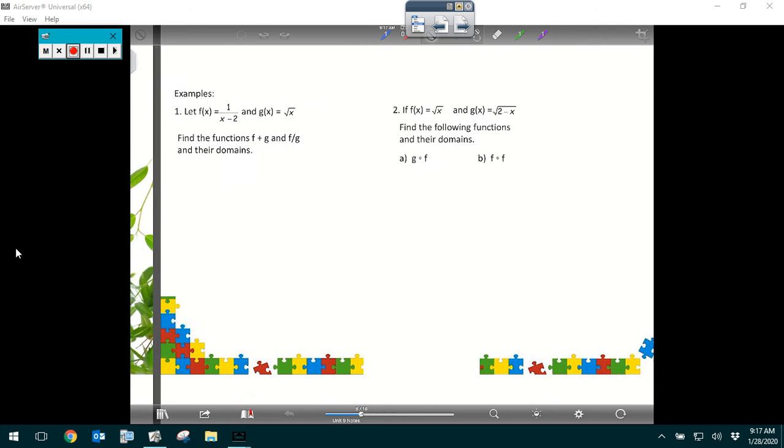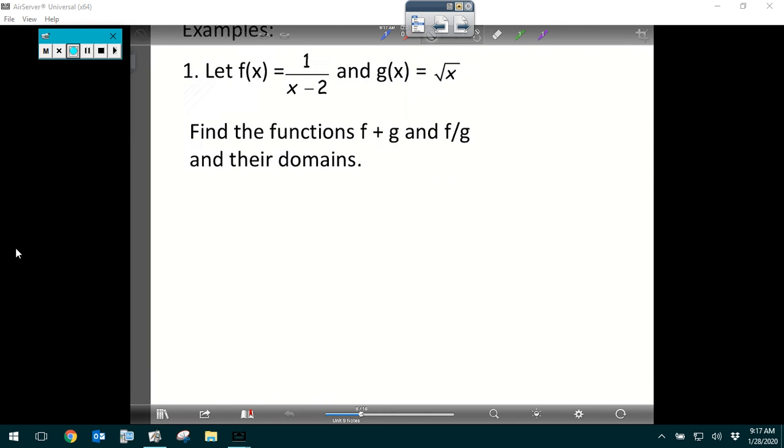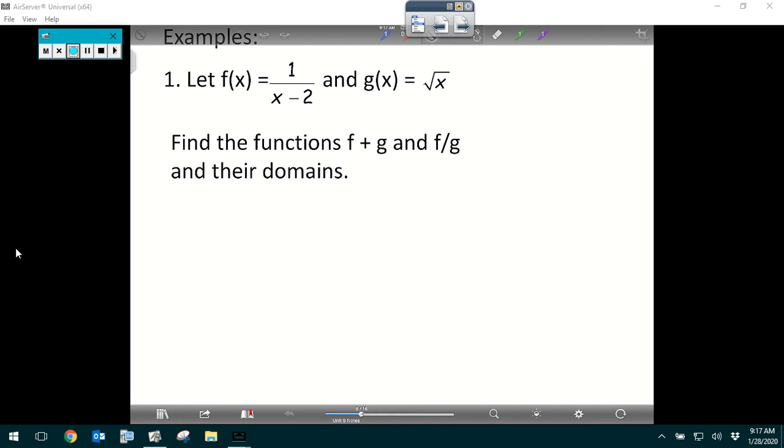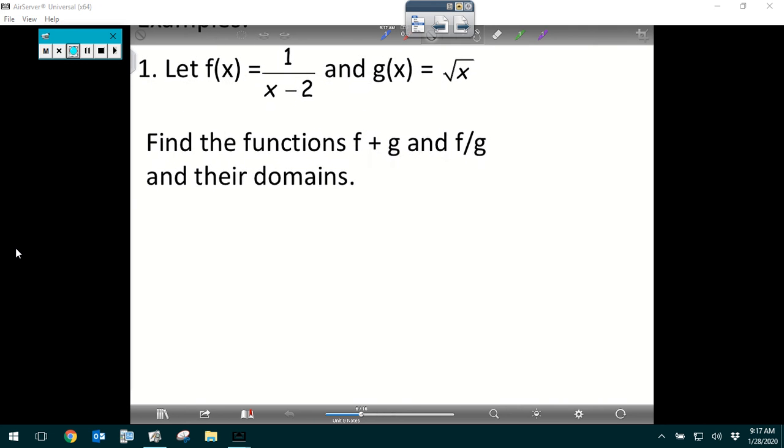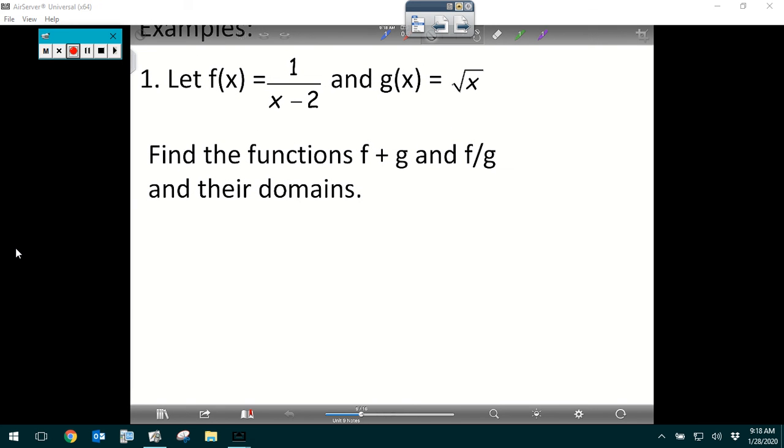There we go. Okay. So the first example, we're given two functions. We're given f and g. We want to do two things. We want to add them, and we want to divide them. That's just what this particular example is asking us to do. So let's do that. Okay, so we would do f plus g. It's going to be equal to 1 over x minus 2 plus the square root of x.